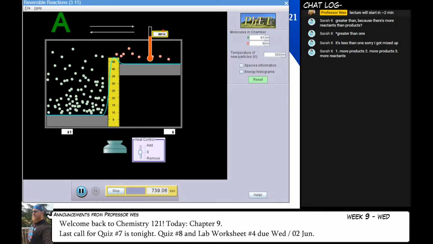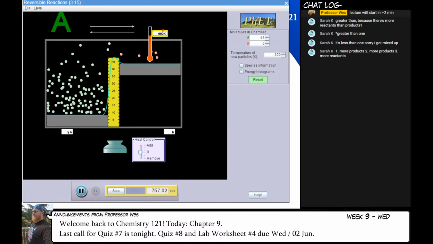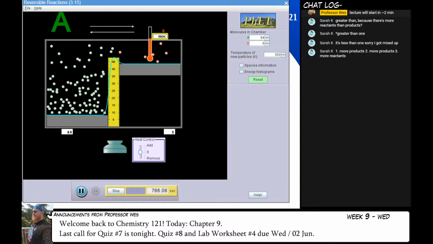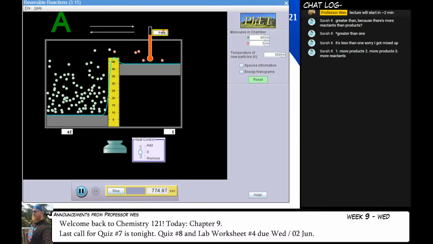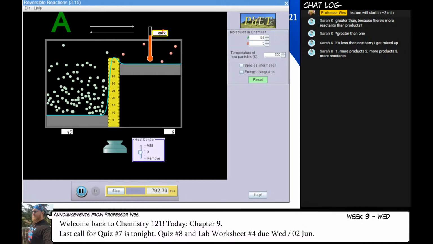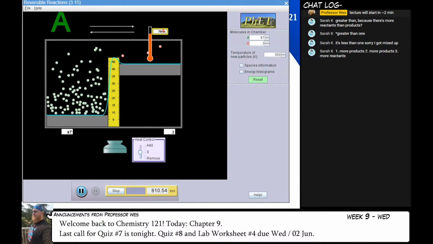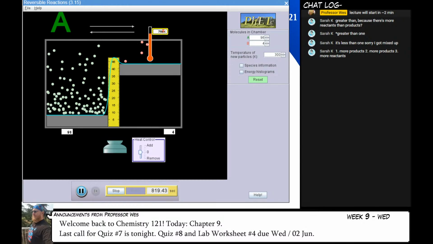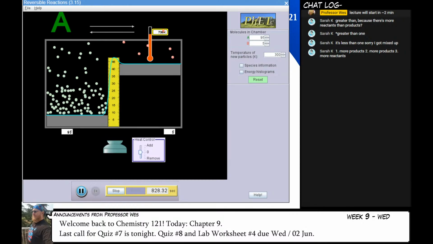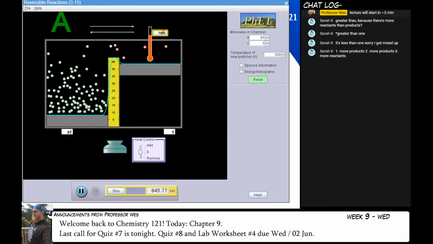So equilibrium is a state that exists. It occurs when the amount of products over time is relatively constant, the amount of reactants over time is relatively constant, and the speed at which we exchange back and forth is the same. So for every one that goes over here, I lose one back. And that's roughly the same, as you can see here.